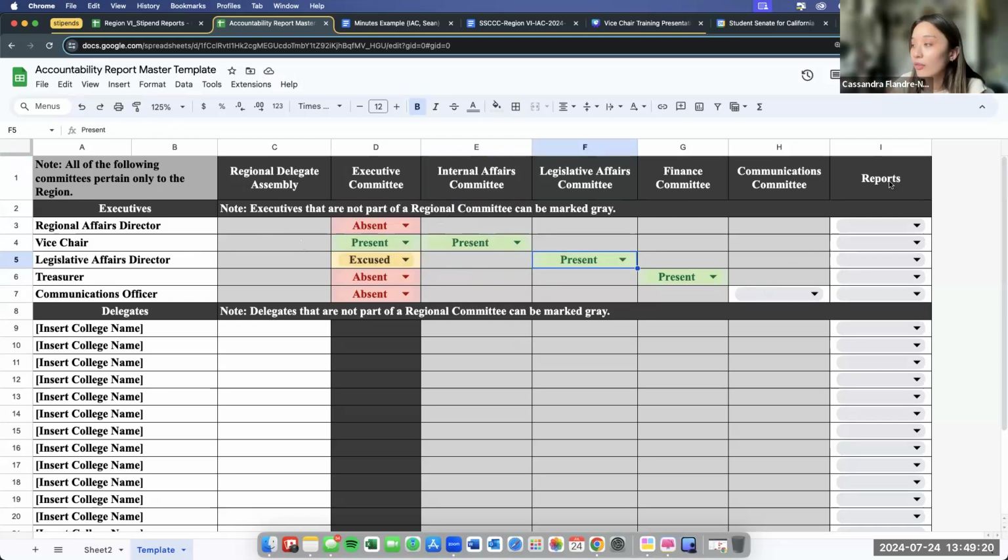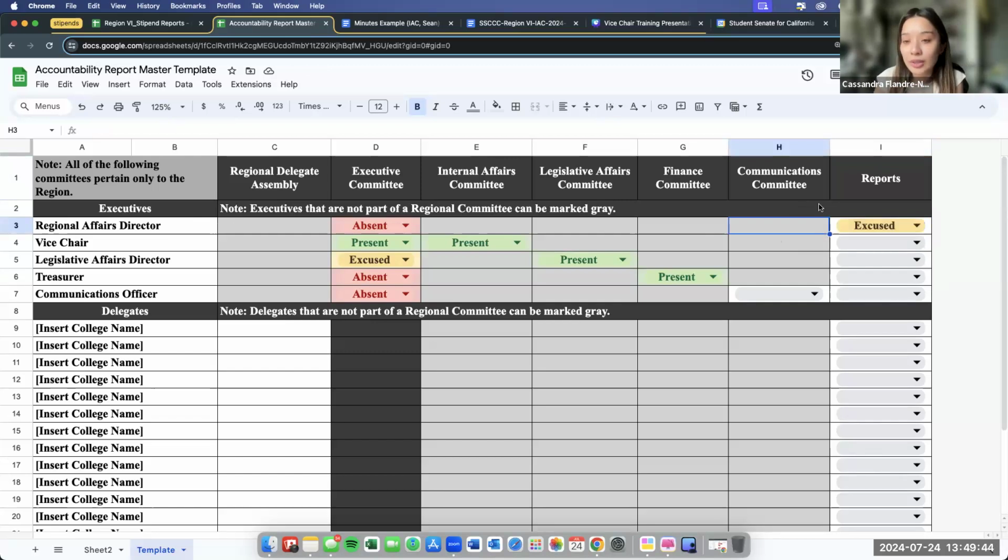And now I'm going to show you all the reports in column I. This is going to be if they submitted the reports for the regional delegate assembly, as it is a requirement for every officer and delegate to submit their reports. So if the regional affairs director submitted reports, you would click yes, no, or excuse, as in they let the chair know in advance they could not submit their reports, so they were excused for that.